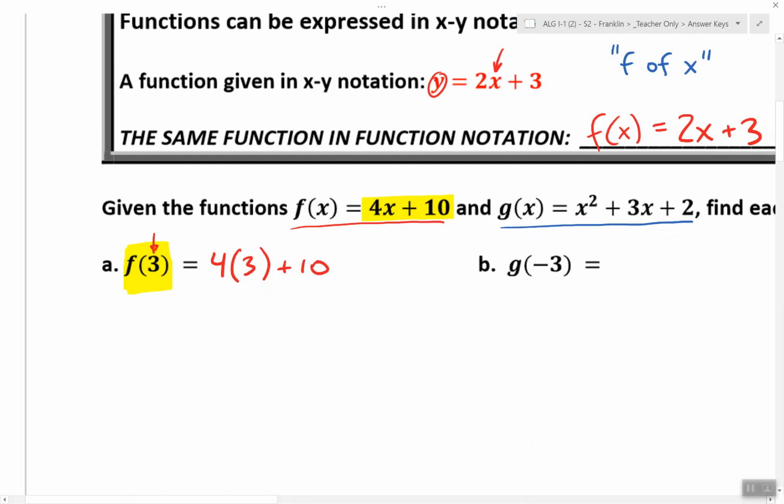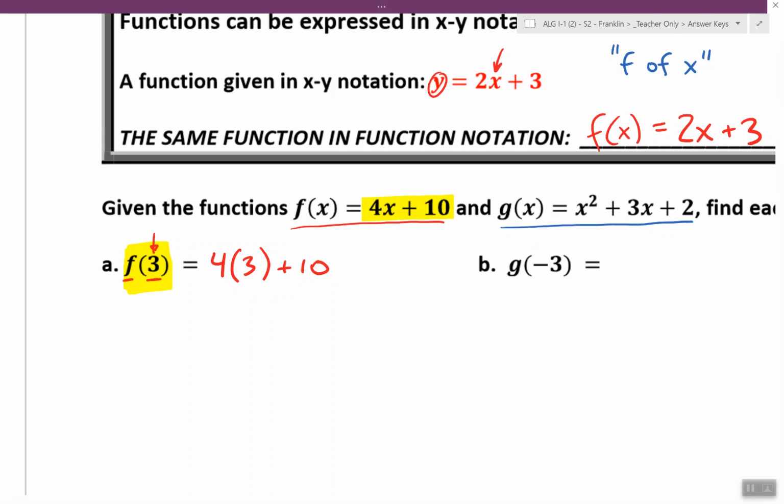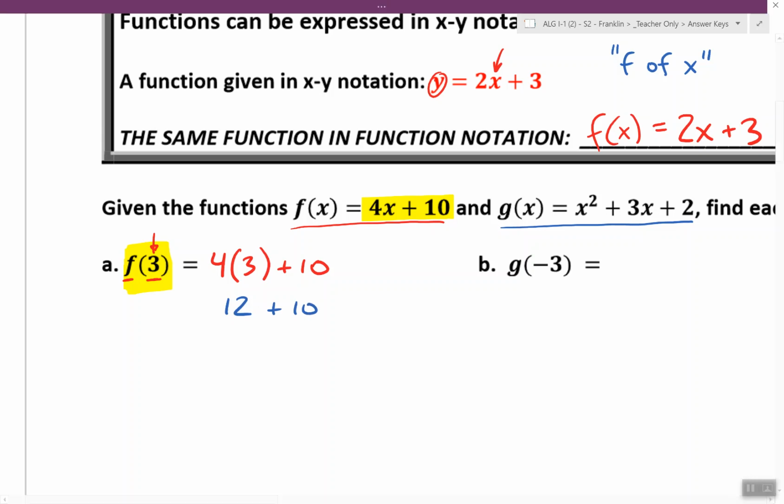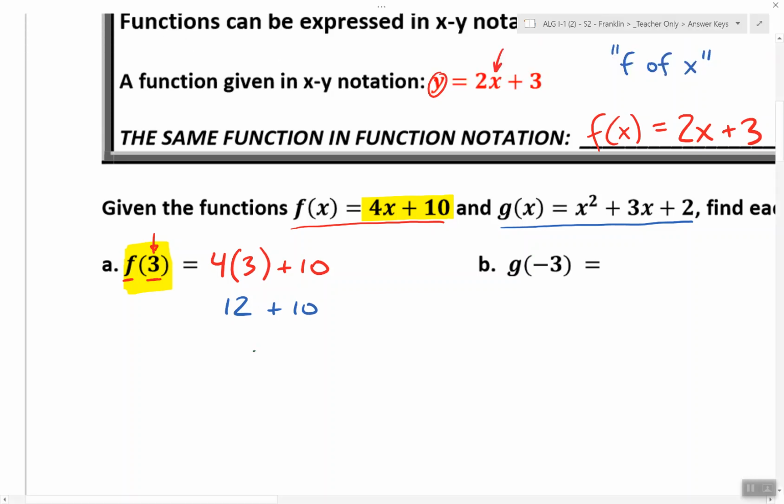All right, so we're just replacing the variable with our input, which is 3. And that's all this says to do. Use the f function with an input of 3, and replace each variable with that input. And then we just evaluate. So 4 times 3 is 12. So we have 12 plus 10. And 12 plus 10 equals 22.